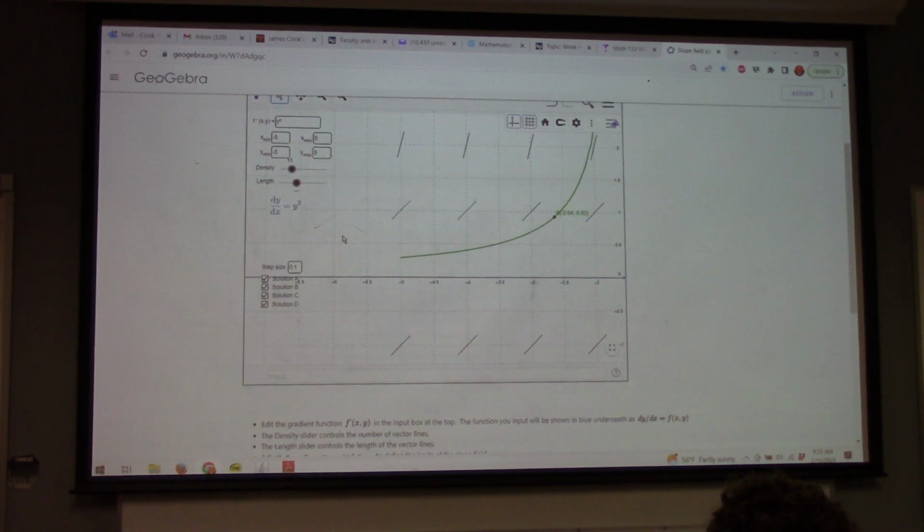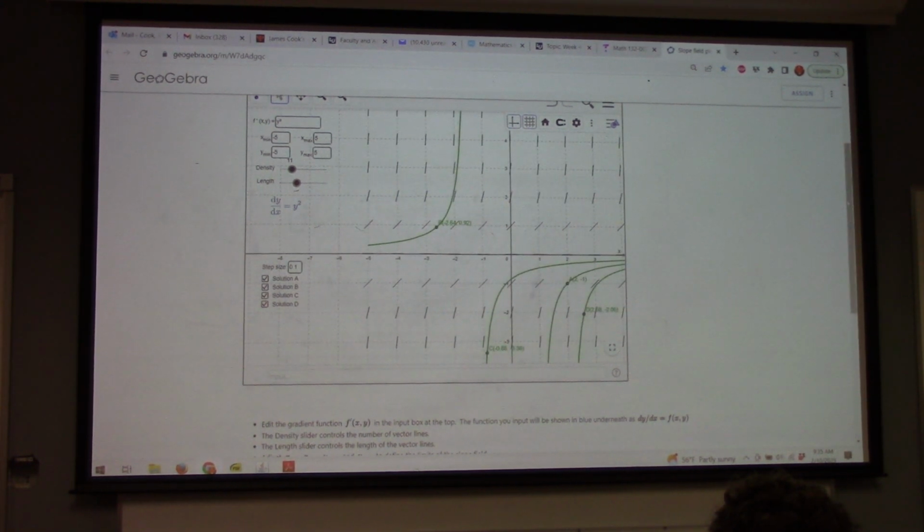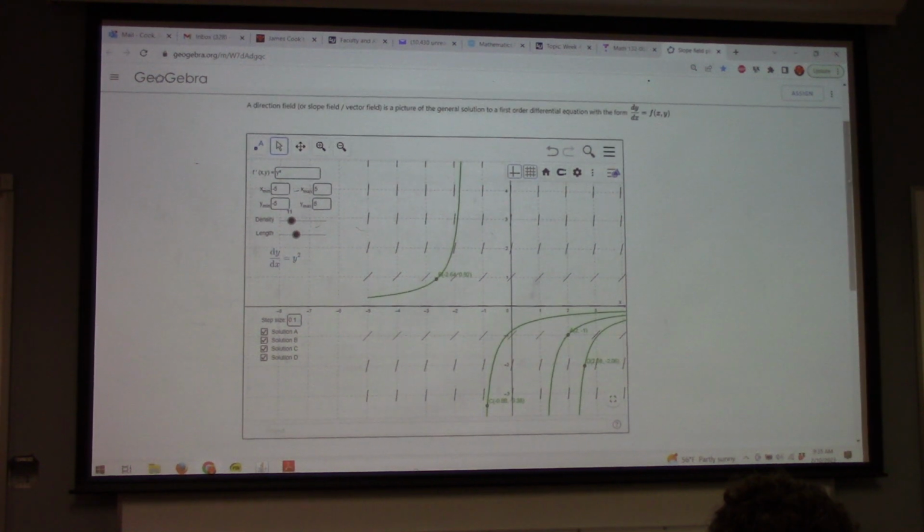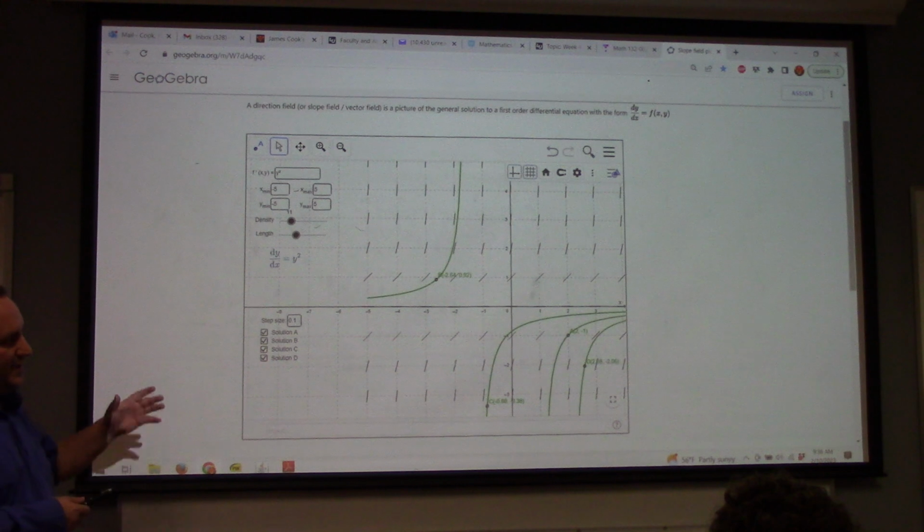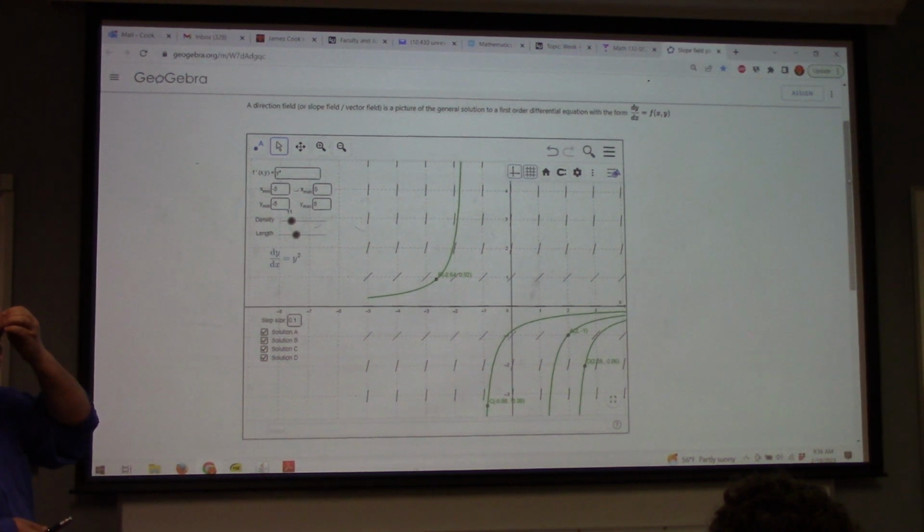This is all done through something. Ooh, there's the zoom feature. This is all done through something called GeoGebra, which is free, open source software. You can make beautiful plots in this GeoGebra stuff, all right?